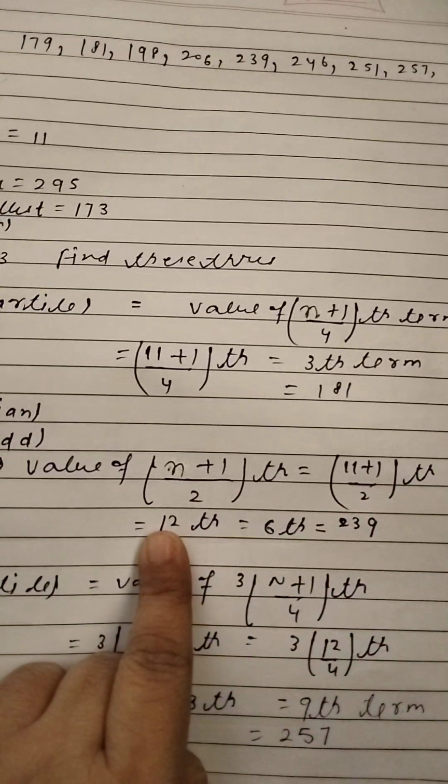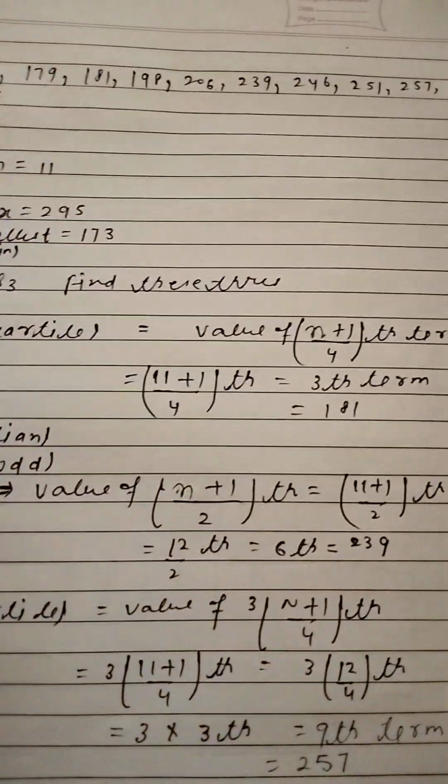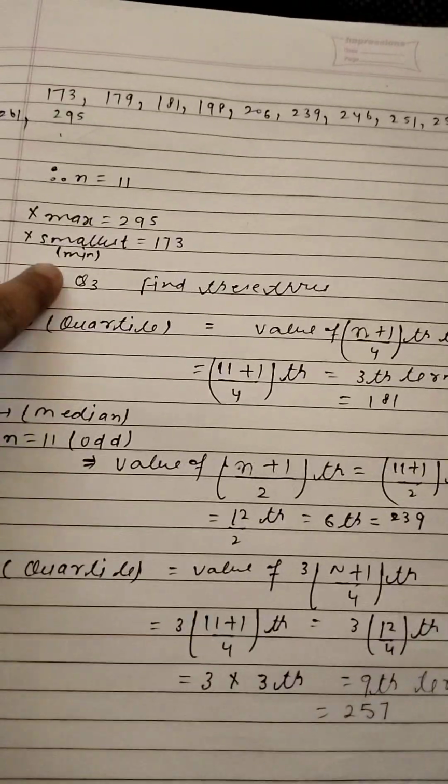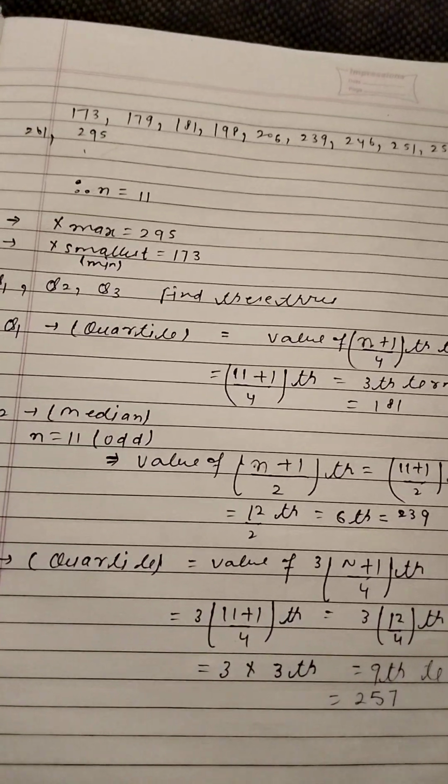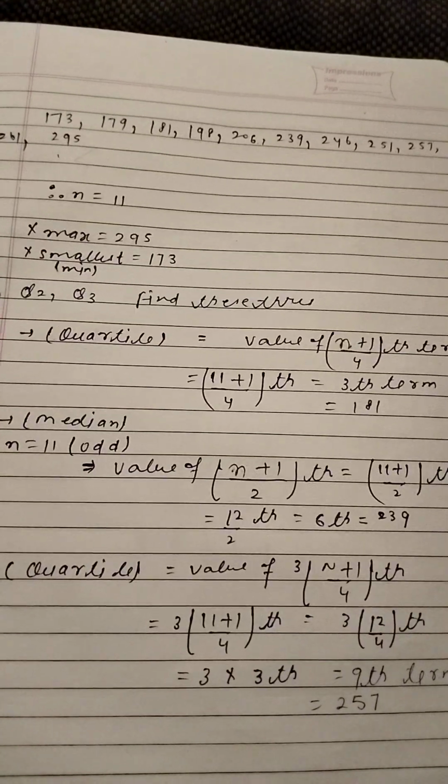12 by 2 is the 6th term. And what is the 6th term? The 6th term is 239. See, this is called the five-number summary: maximum number, minimum number, quartile 1, quartile 3, and median.